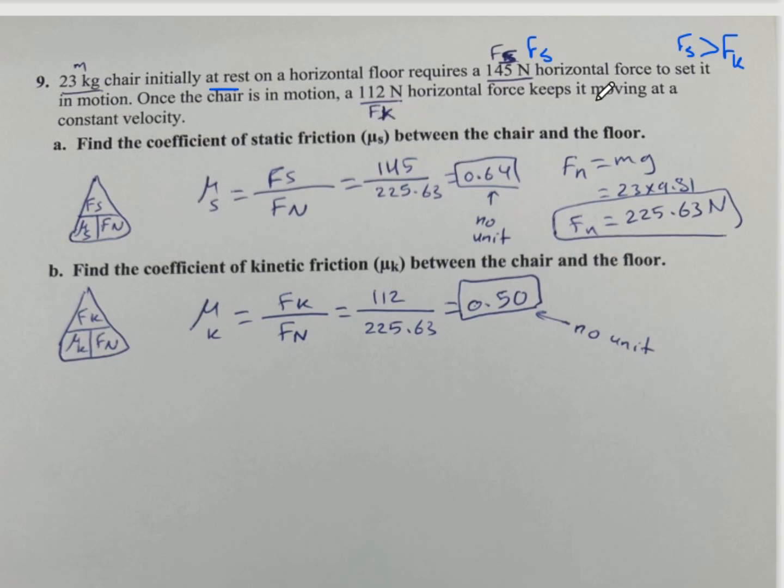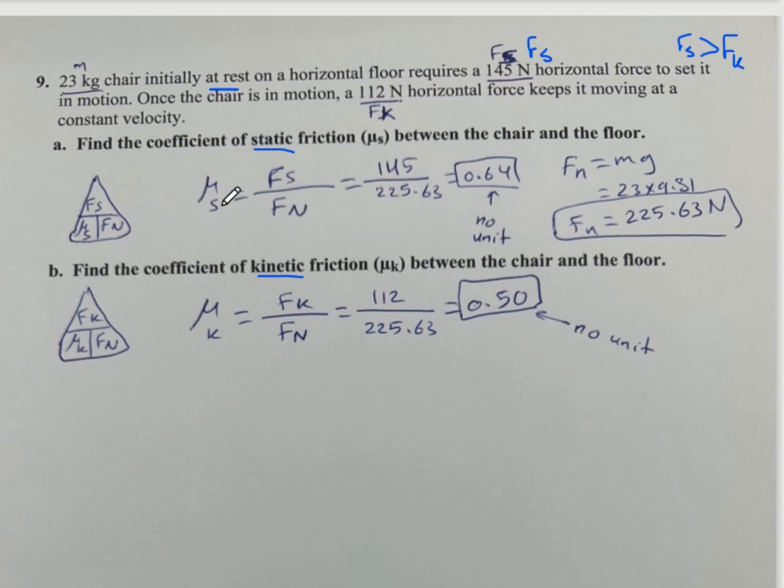Okay, what do we have to find? It says the horizontal force keeps it moving at a constant velocity. Find the coefficient of static friction, mu s, and then in part b, find mu k, the coefficient of kinetic friction. This is static, s, and this is kinetic, k: mu k and mu s. So how do you find mu s? You just divide Fs over Fn.